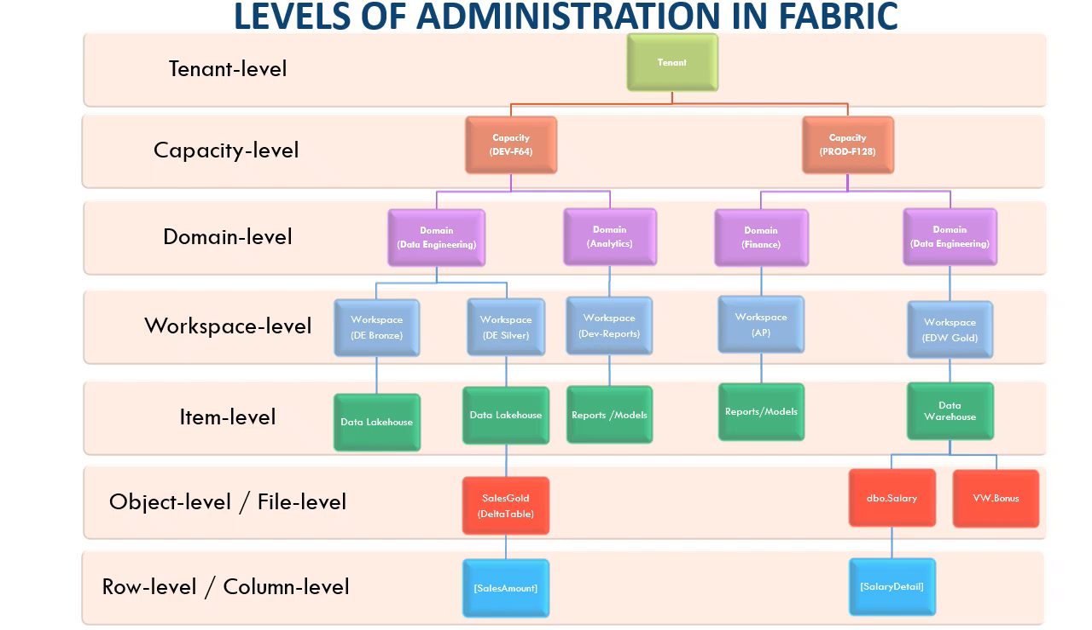Moving down, we reach capacity level administration. Capacities are dedicated pools of resources, compute and storage, from which different business units or workloads can draw. The capacity admin's job is to allocate these resources, assign workspaces appropriately to capacities, and fine-tune performance, making sure that each business line operates smoothly and efficiently without stepping on each other's toes.